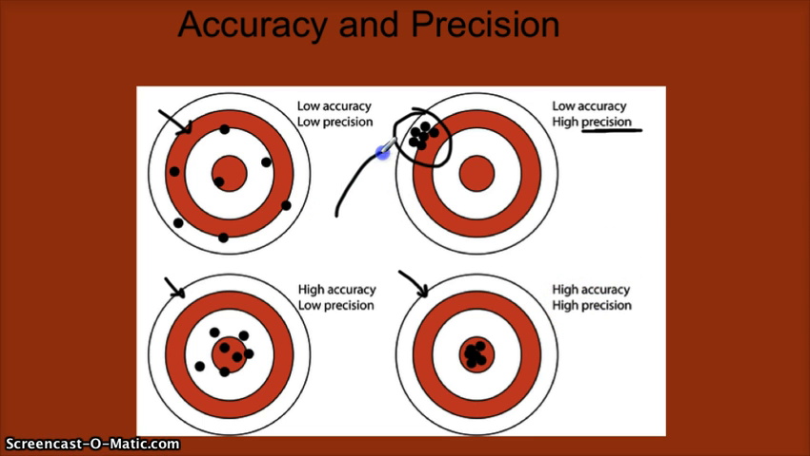Here you have high precision, you just happen not to be accurate. Here you have high precision and accuracy. Here you have high accuracy. A lot of them are around the bullseye, but not as precise as they are here and there. Hopefully that helps a little bit.